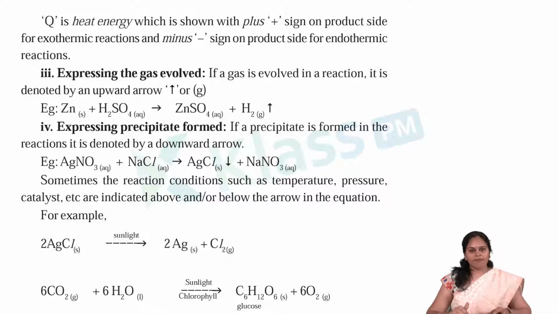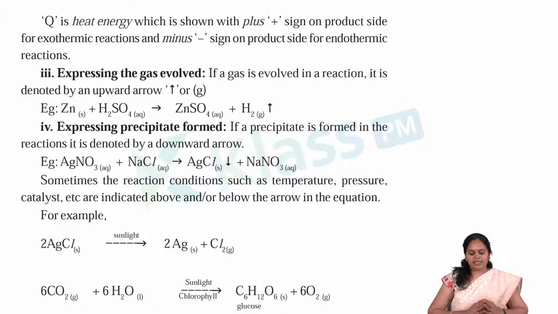Expressing precipitate form. If any precipitate is formed in the reaction, how to indicate that? See this example, AgNO3, that is an aqueous solution. NaCl is also an aqueous solution. It gives AgCl, that is a solid, and NaNO3, that is also a solution. And this solid is in what form? It is a precipitate. Precipitate means we have to indicate it with a down arrow.